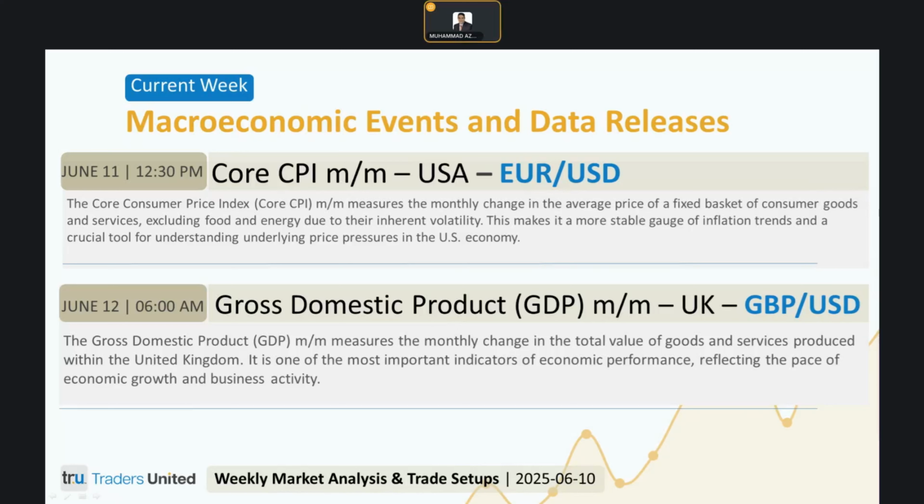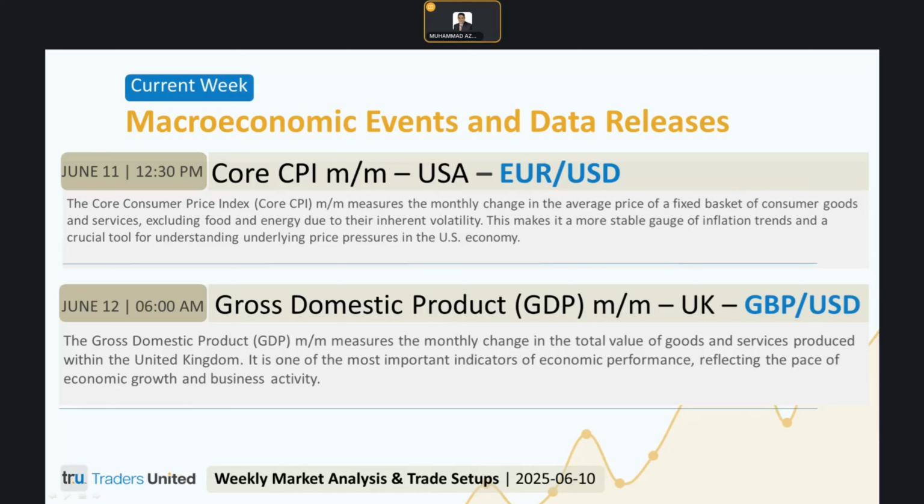The possible scenarios and impact that we expect for the euro dollar is that if the core CPI is higher than the forecast level of 0.3%, so if we get a number which is greater than 0.3%, this indicates sticky inflation and stronger pricing pressure and reinforces expectations that the Federal Reserve will keep interest rates in USA higher for longer. It also strengthens the United States dollar and puts some downside pressure on the euro dollar currency pair. So the market may start pricing in delayed or fewer rate cuts in 2025.